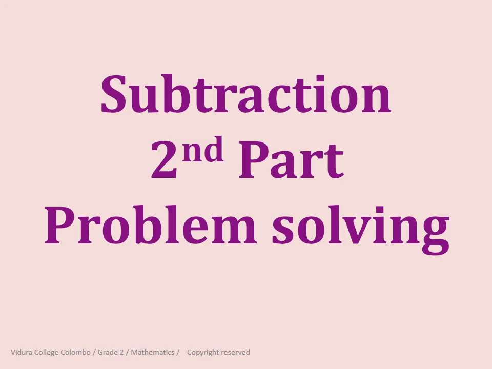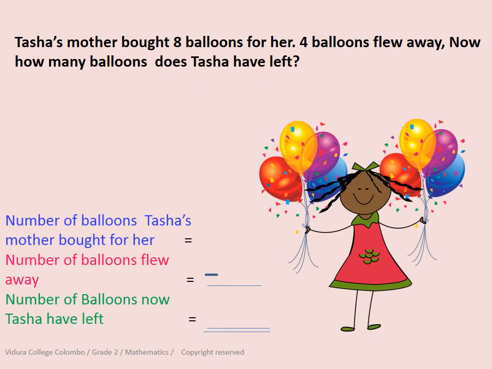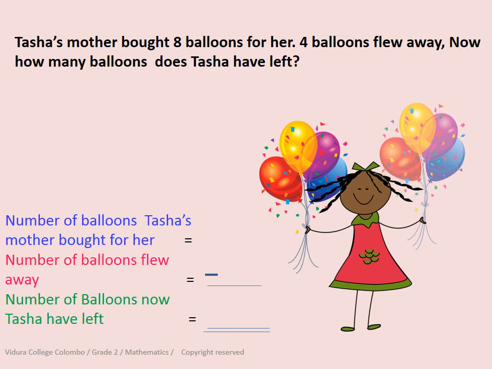Subtraction. Problem solving. Tasha's mother bought 8 balloons for her. 4 balloons flew away. Now, how many balloons does Tasha have left? When you are doing word problem solving, you have to be very careful that you need to write the correct figures in front of the correct sentence. Now let's try to do it.